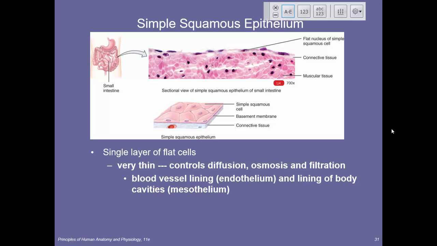Does that mean that you can't keep things out? No, you can. You can, but if you have to have a faster way for certain molecules to move that aren't dangerous to you, like water, here's where you'd want it to be absorbed. But it doesn't mean it can't exclude things, right? Does that make sense? It still can exclude larger molecules.